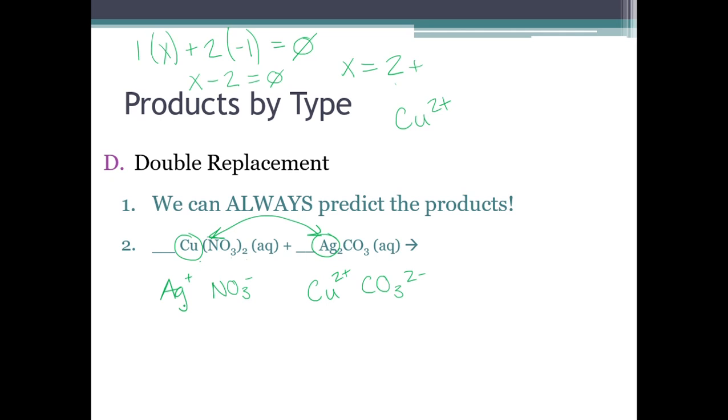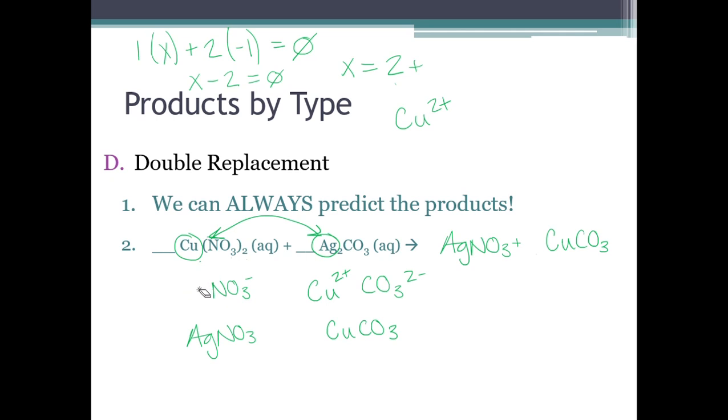So then when silver and nitrate get together, that'll just be AgNO3. We just need 1 of each. When copper and carbonate get together, that'll just be CuCO3. We just need 1 of each. We can write those in as our products. Leave a space for a coefficient, and then AgNO3. And leaving a space for a coefficient, CuCO3. So that's our unbalanced equation.